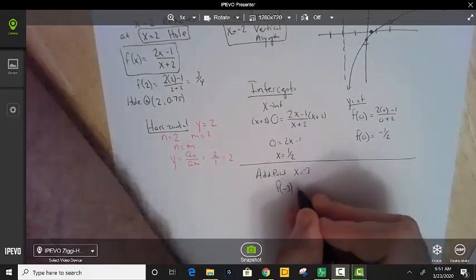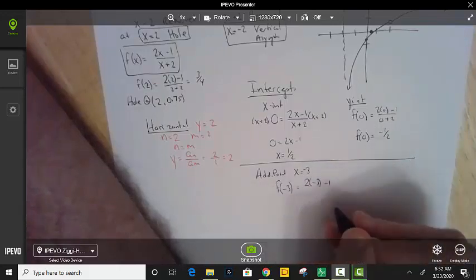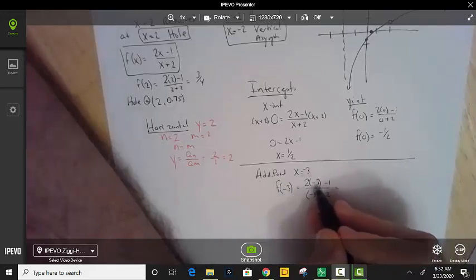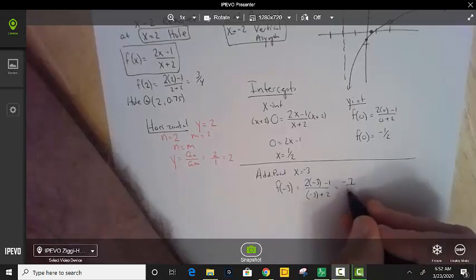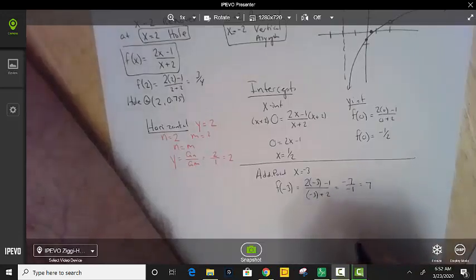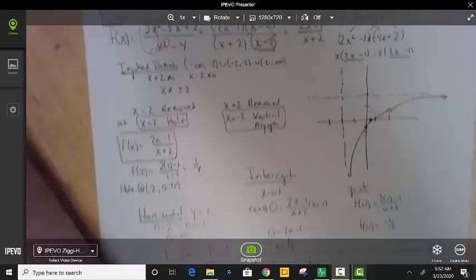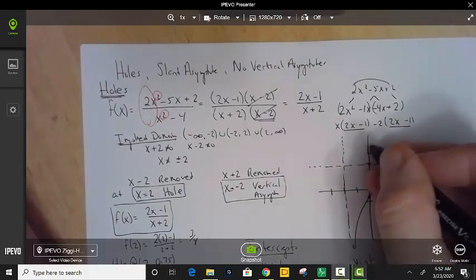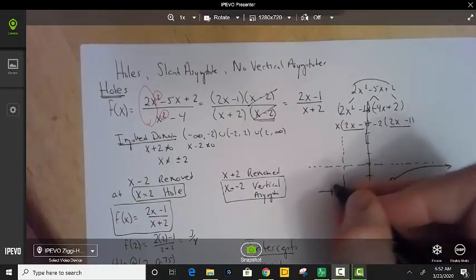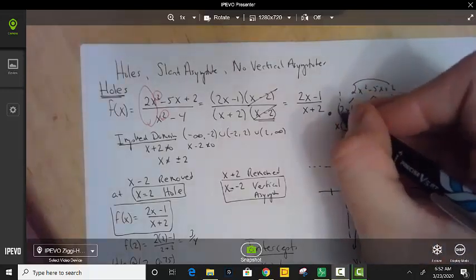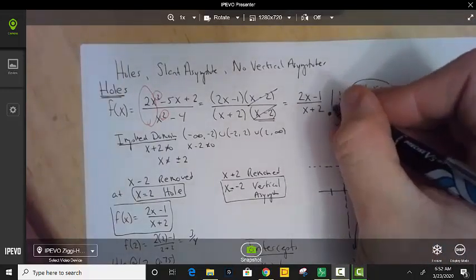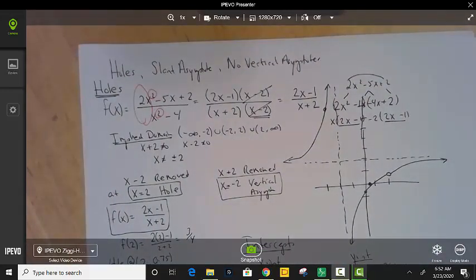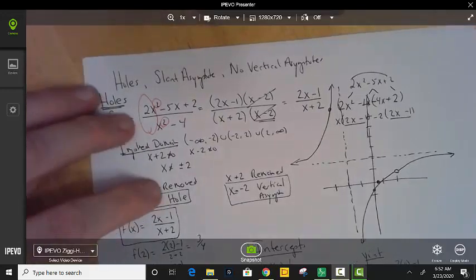So we're going to plug in negative 3, and once again, we can use the reduced function. When we do this, 2 times negative 3 is negative 6, minus 1, negative 7. Negative 3 plus 2 is negative 1. And then divided out makes 7. So at negative 3, we're going to plot the point 7. So 1, 2, 3, 4, 5, 6, 7. It's going to be somewhere up in here. The accuracy of that point's not as important as just realizing that it tells us that over here the graph looks like this.